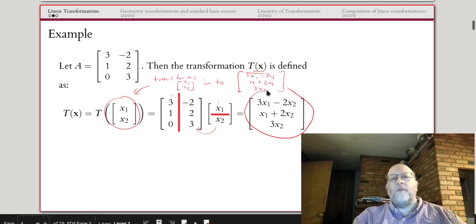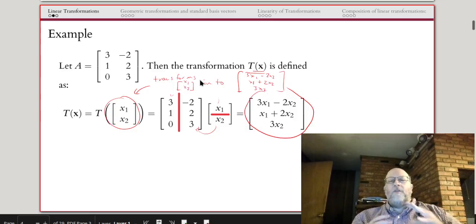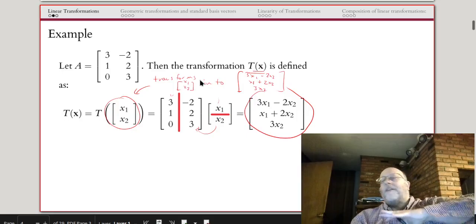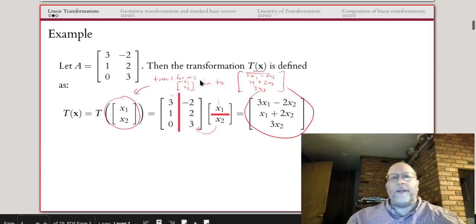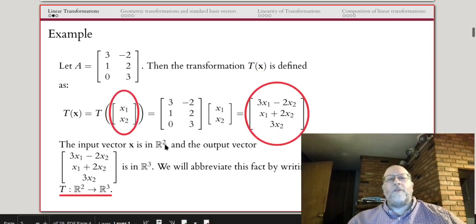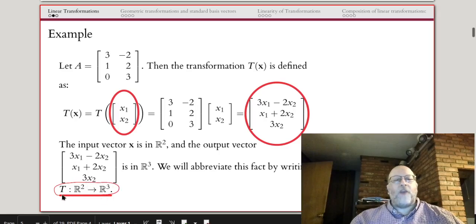and 3x2. So not only do the numbers in the vector change, but in fact the size of the vector changes. It changes from a vector in R2 to a vector in R3. And so that's quite a transformation that's happening here. Since the input vector is in R2, but the output vector is in R3, we abbreviate that using this notation here, that the transformation T sends vectors in R2 to vectors in R3. That's what this notation stands for.